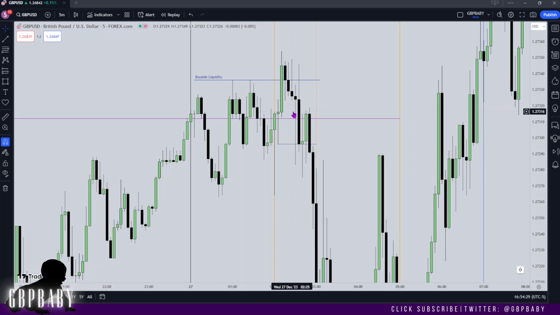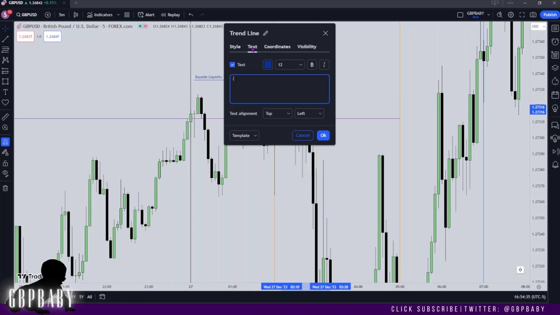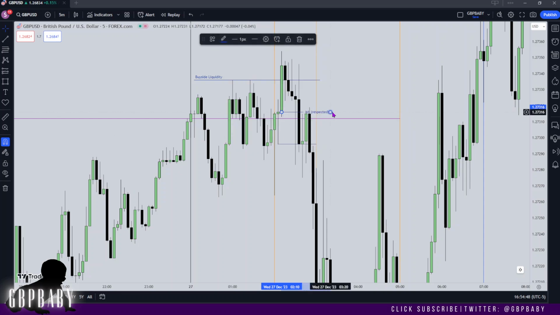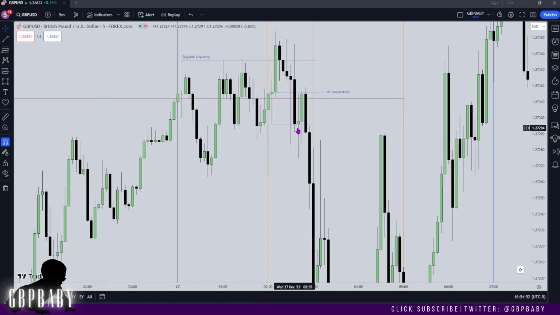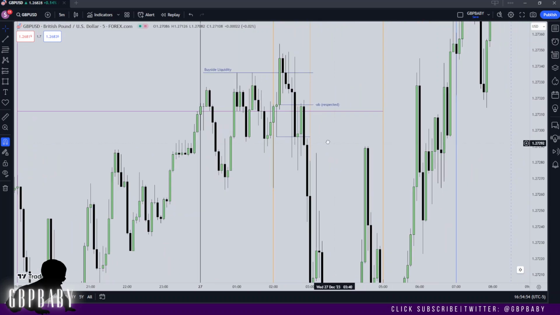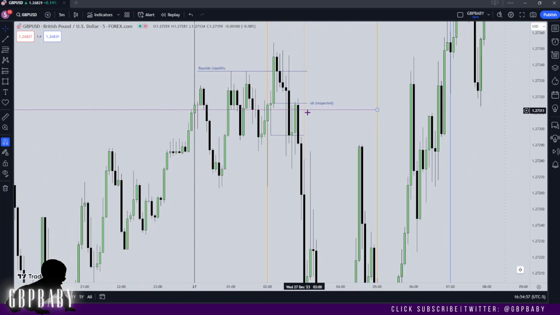But the fact that we run up to this bearish order block and we respect it, what I'm going to do is write bearish order block. I'm going to put respected just so that we know it's being respected. So we could sell into that.